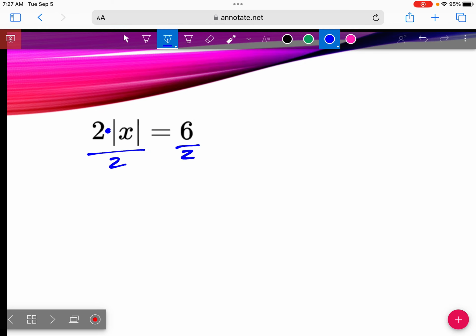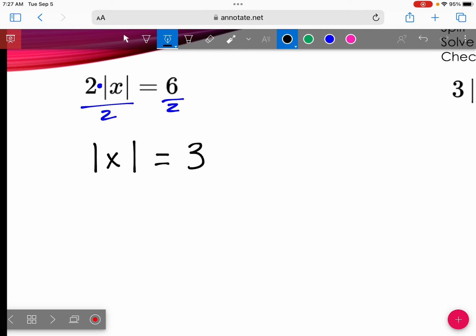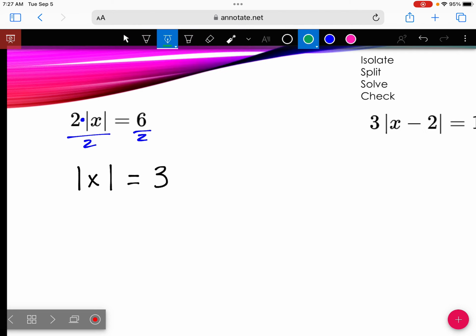Let me move it back up so we can see our words. There we go. I'm going to divide both sides by 2. So we're getting the absolute value of x is 3. So we have isolated. Then I need to split it.